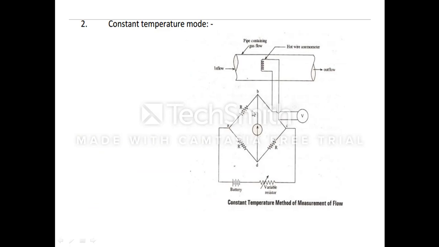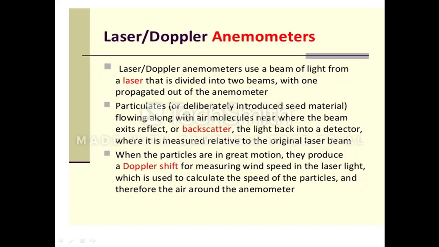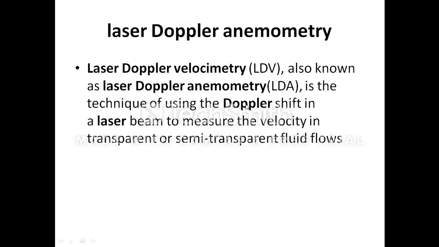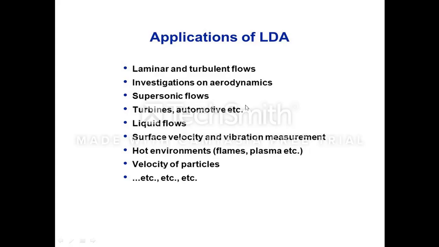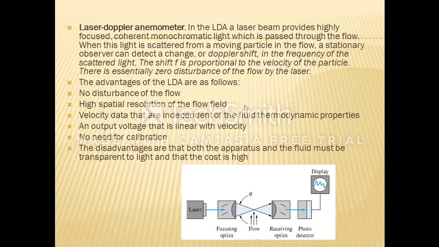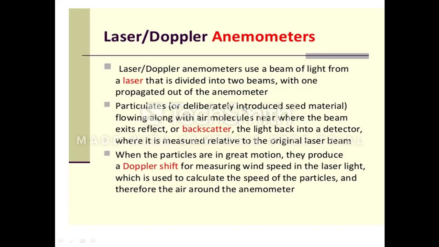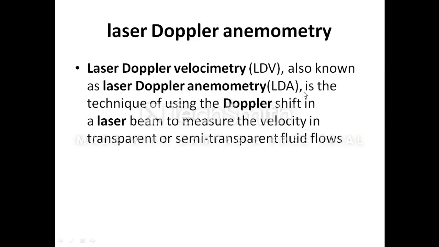So this is another circuit diagram to measure flow using the constant temperature method. Then the next one, probably the last topic of this particular unit, is the laser Doppler anemometer. It is also called laser Doppler velocimetry or laser Doppler anemometry.